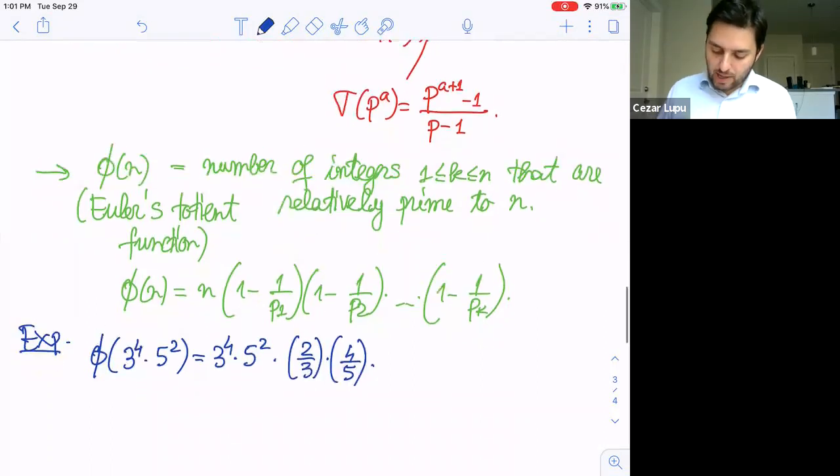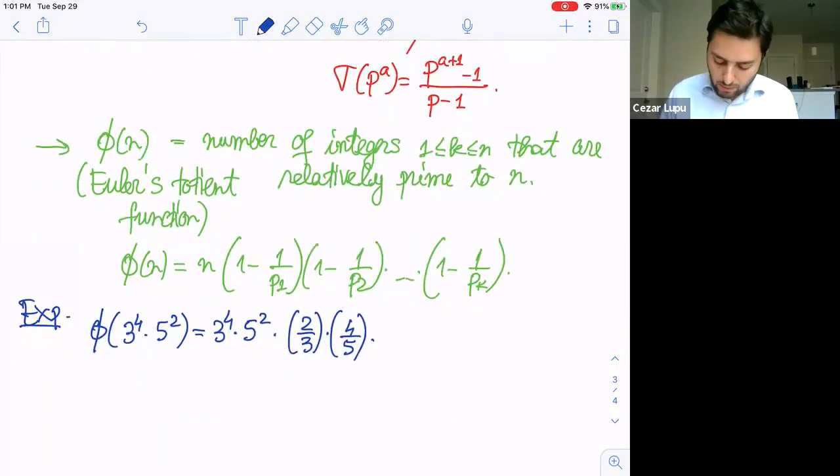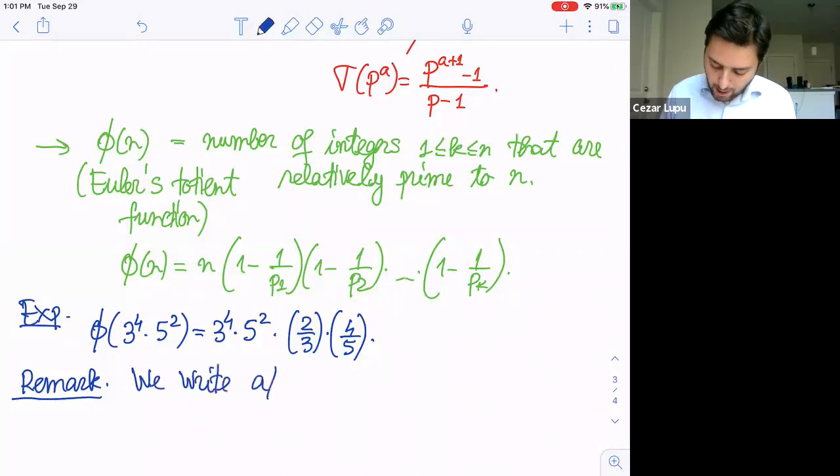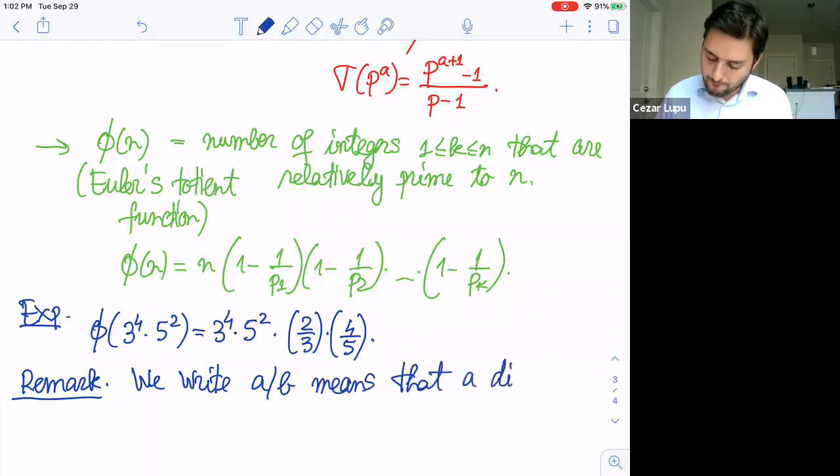So now, remark, since I was asked about what this means, d bar n, we write A bar B like this. It means that A divides B. That's what we mean by this, right?